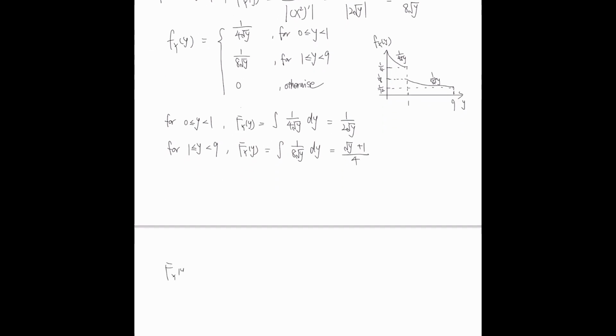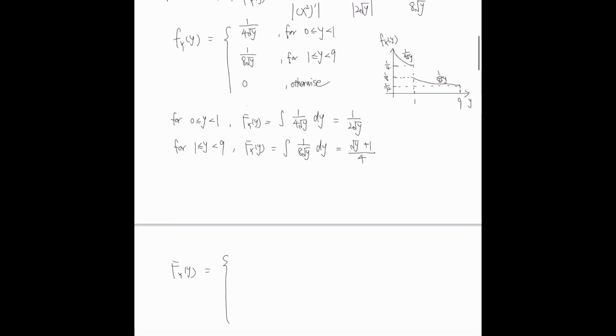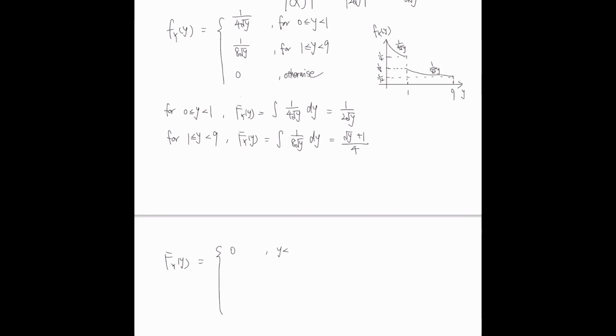So FY equals 0 for y less than 0, 1/2 square root of y for y greater than or equal to 0 and less than 1, square root of y plus 1/4 for y greater than or equal to 1 and less than 9, and 1 for y greater than or equal to 9.